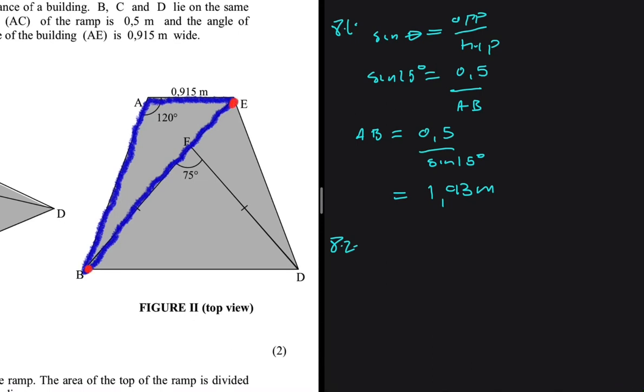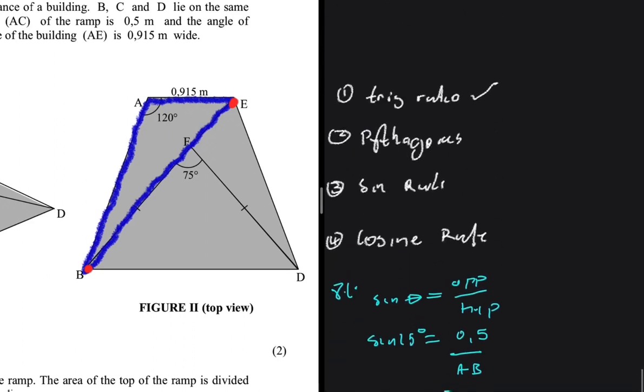BE is a side of triangle BAE, and it is also a side of triangle BED. But clearly we're going to use triangle BAE because we have the most information there. We have an angle and a side. But how are we going to ultimately find BE? Let's go to our 4 options and see which one we can use.